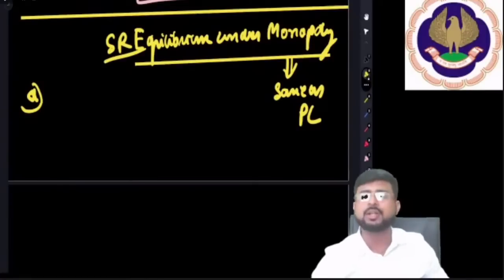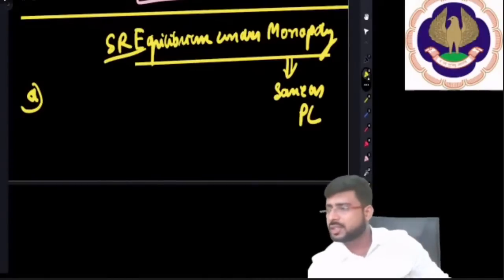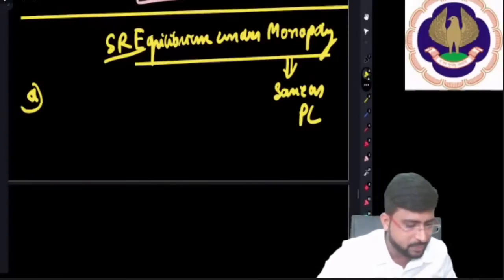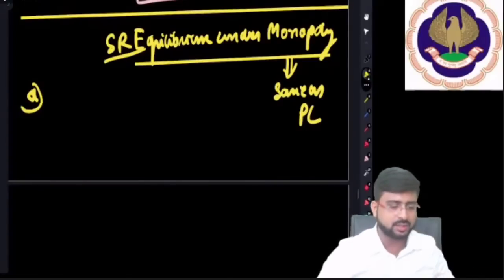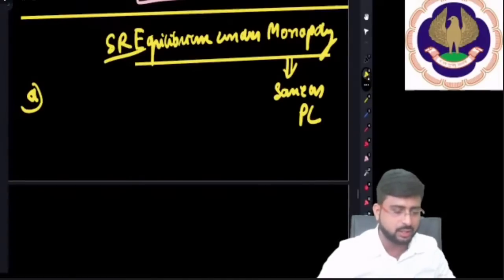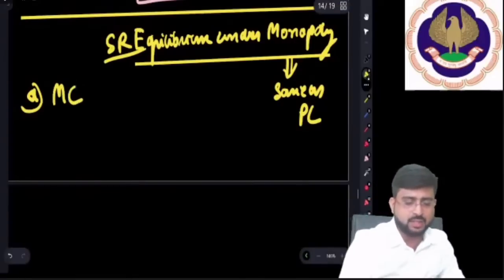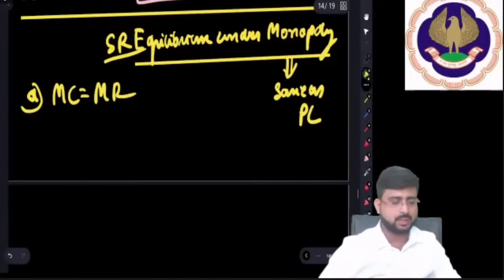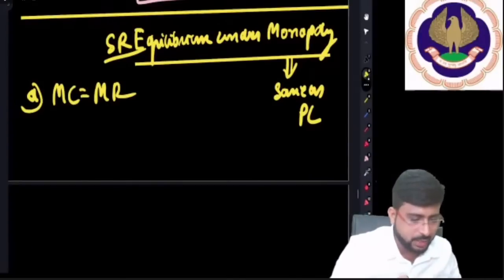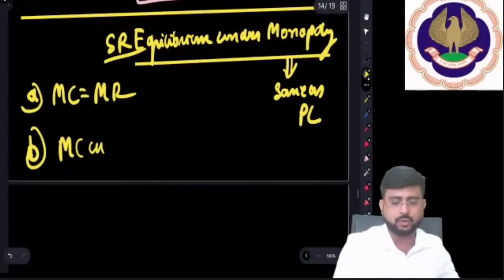Short run equilibrium under monopoly. Condition number 1 is as usual the same. What is it, sir? So I'll tell you what the condition is. The condition, my dear friends, is basically MC is equal to MR. Point A, MC equals MR, and point B, MC cuts MR from below.